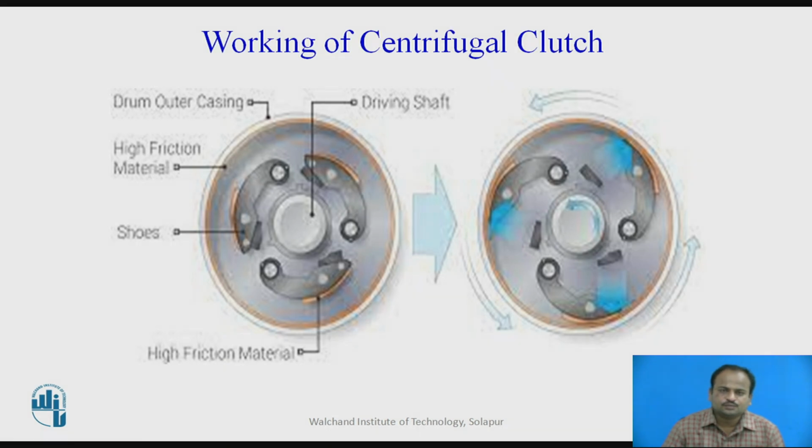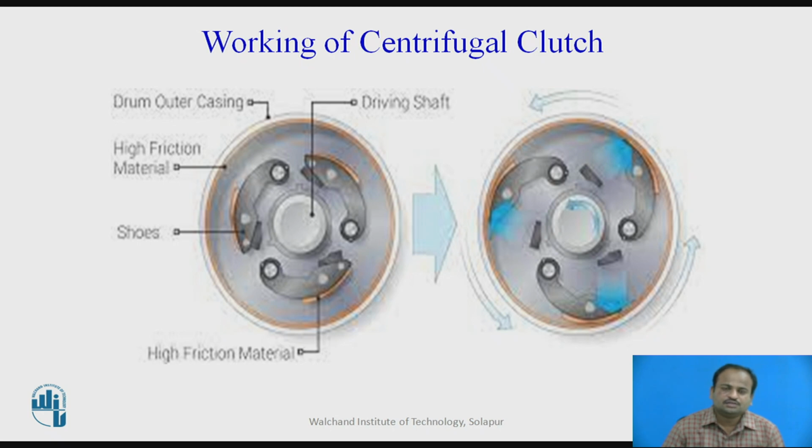Here you can see in the first position there is outer drum casing which is connected to the driven shaft. In the center there is a driving shaft. To the driving shaft the shoes are connected, and on the shoes high friction material is there. Now in the first position the clutch is stationary. In the second position you can see the clutch is in motion.